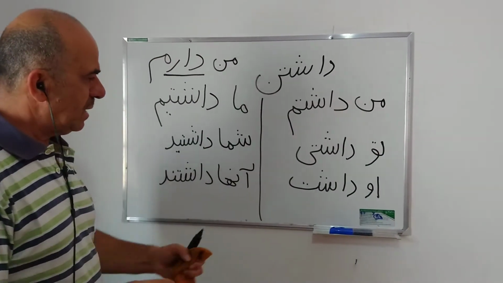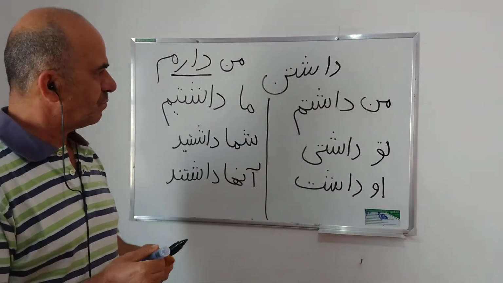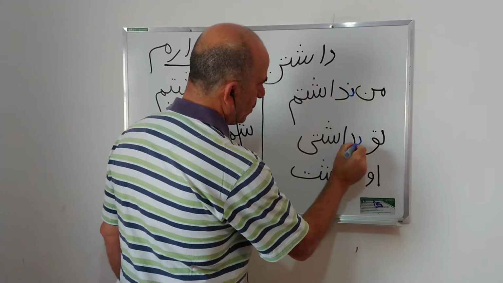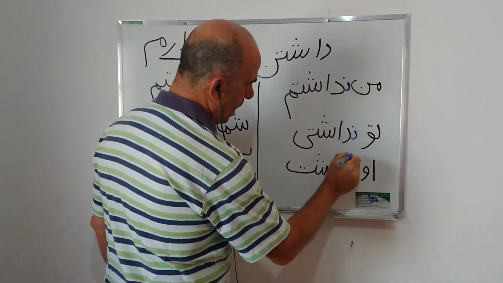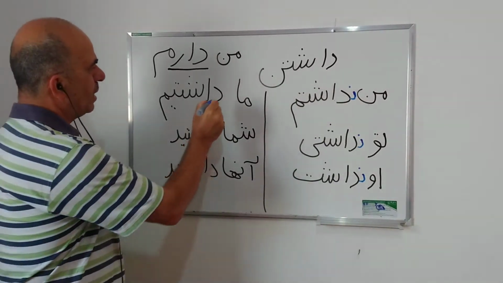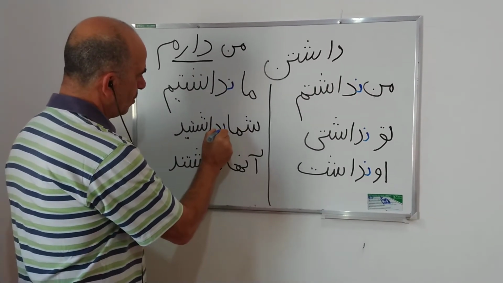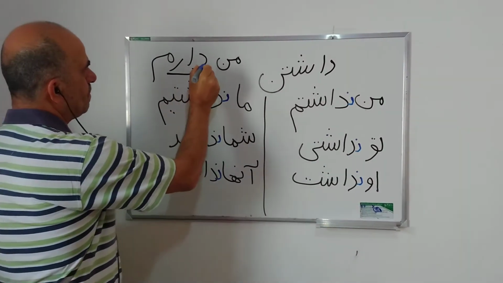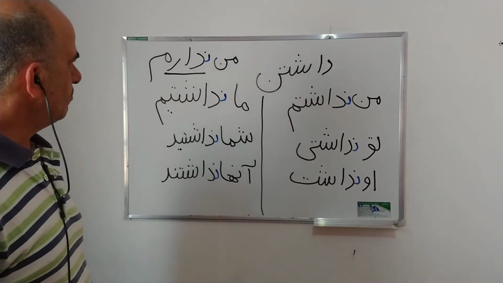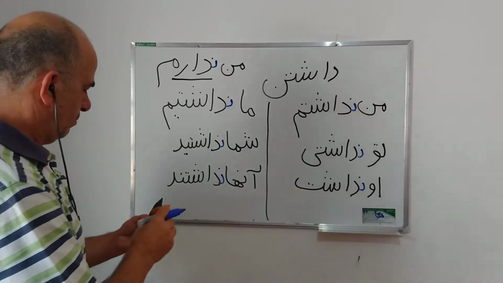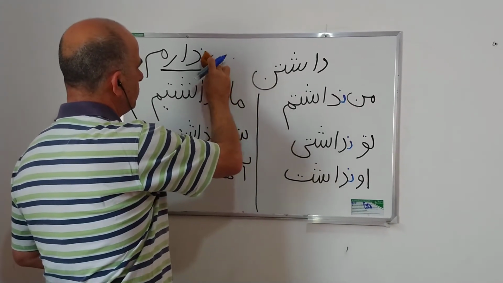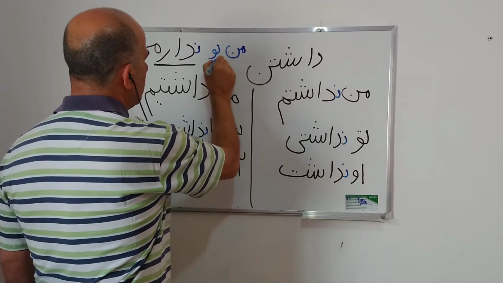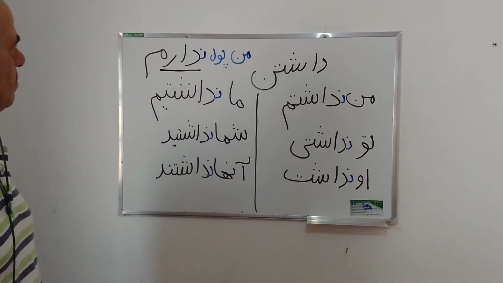Now if I want to make it negative, I don't have: من نداشتم. تو نداشتی. او نداشت. ما نداشتیم. شما نداشتید. آنها نداشتند. Same thing here, من ندارم. Like, I don't have money: من پول ندارم.